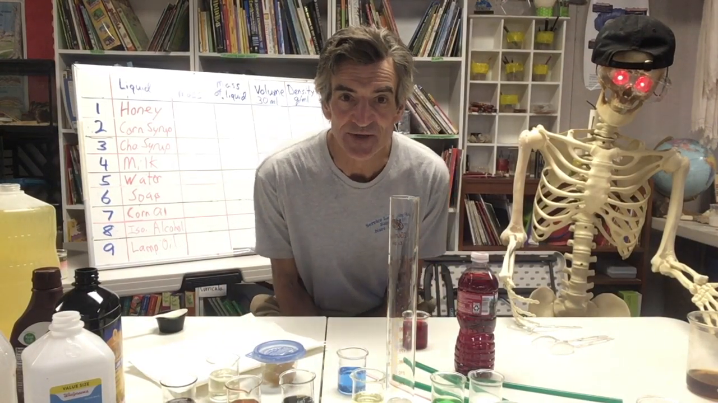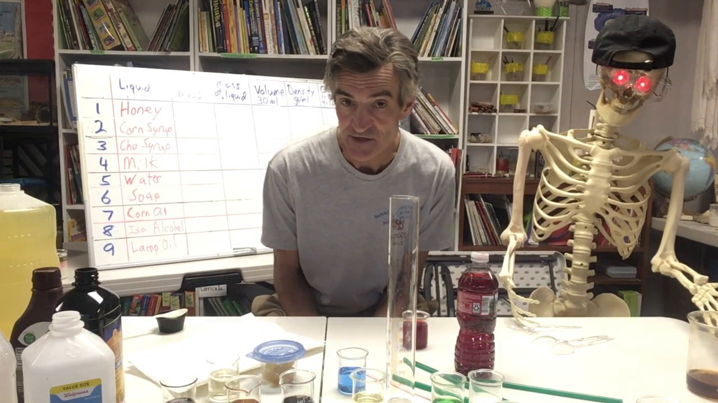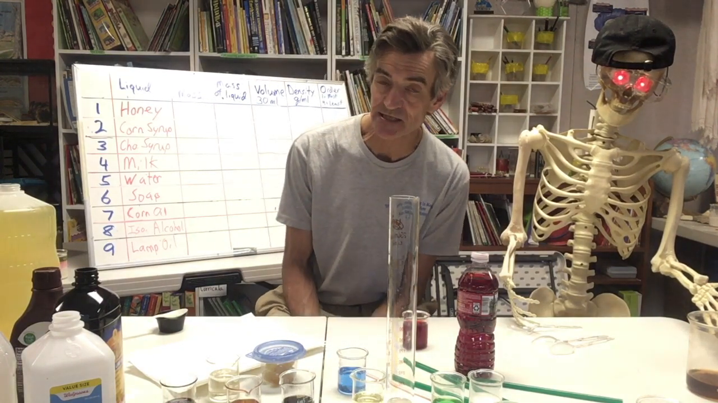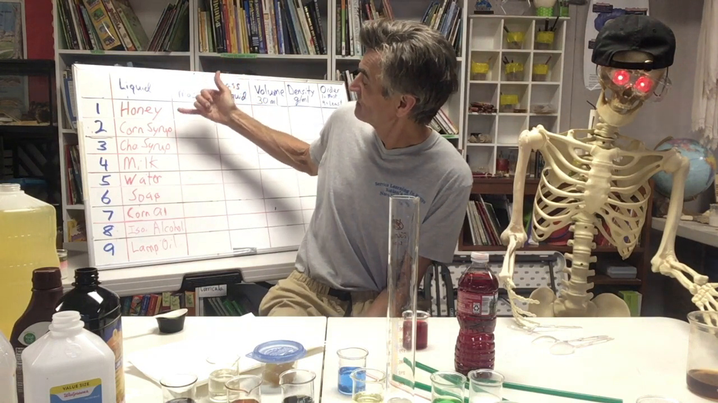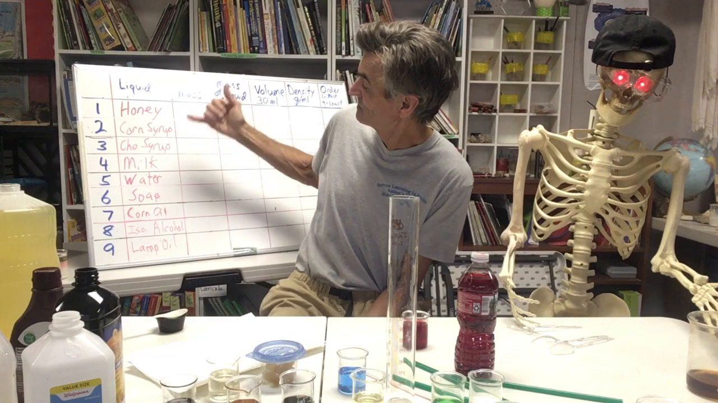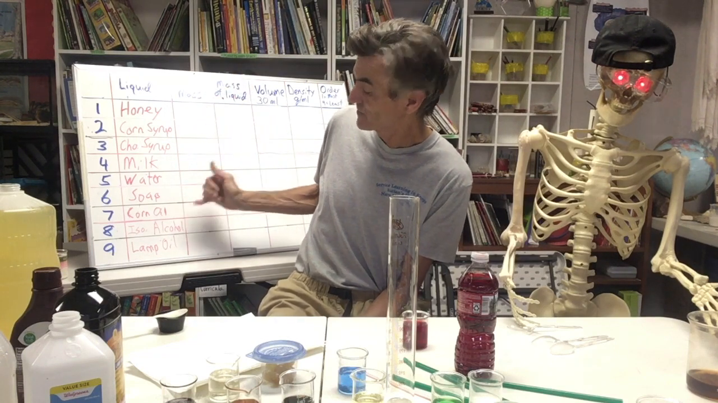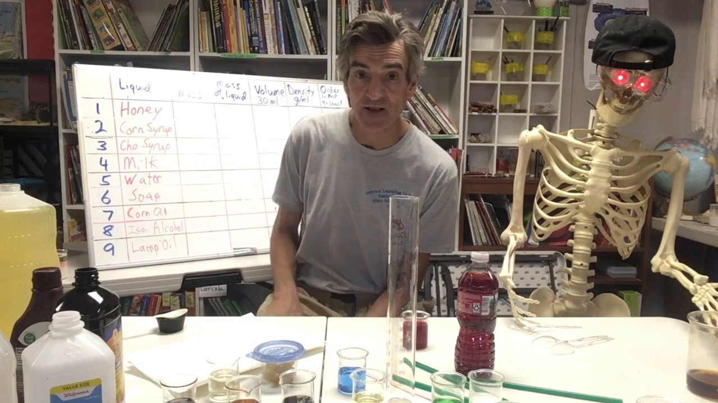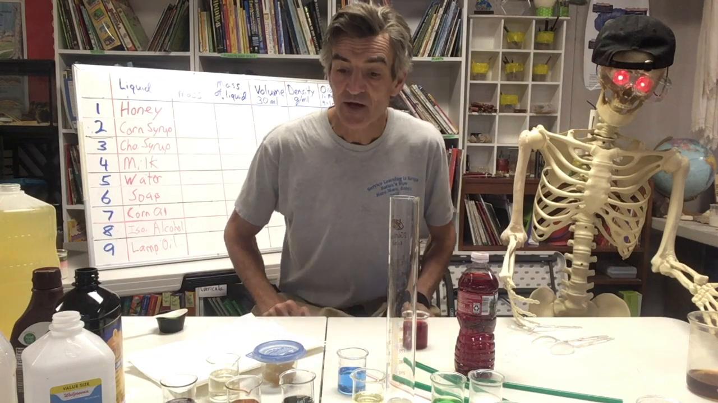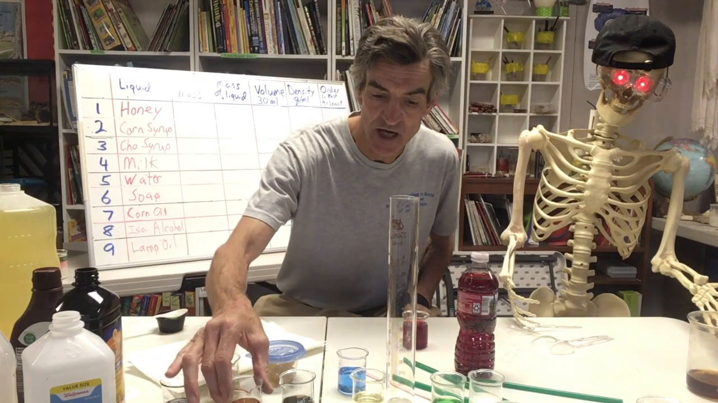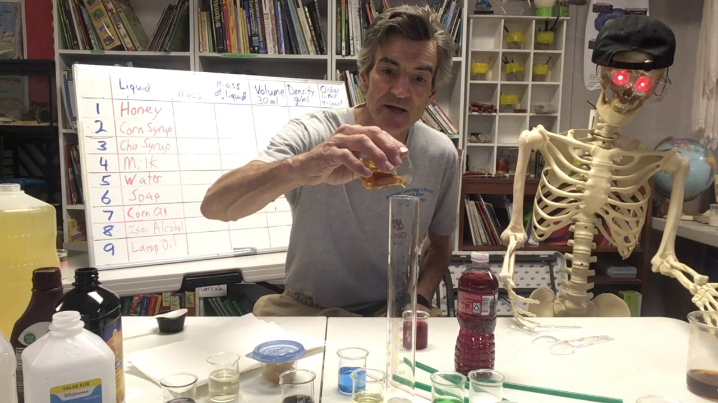Okay, let's get ready to build our density tower. Now, based on my calculations, I'm not going to tell you the exact density of each of the liquids, but honey was the most dense, then corn syrup, chocolate syrup, milk, water, dish soap, corn oil, isopropyl alcohol, and the lamp oil. I hope I didn't spoil anybody's fun there. So we're going to start with the honey, and I'm going to pour it straight down the pipe.